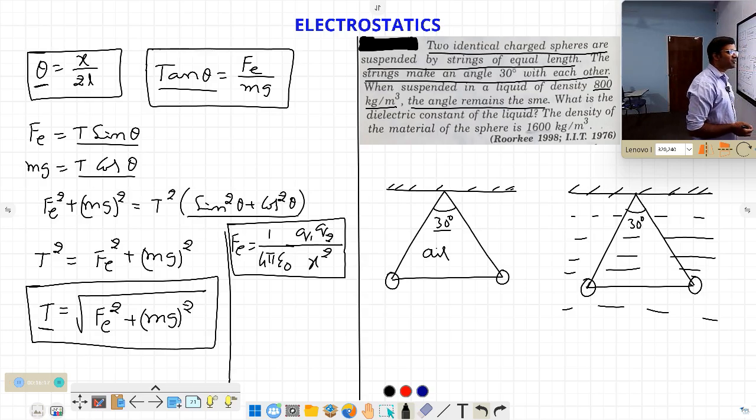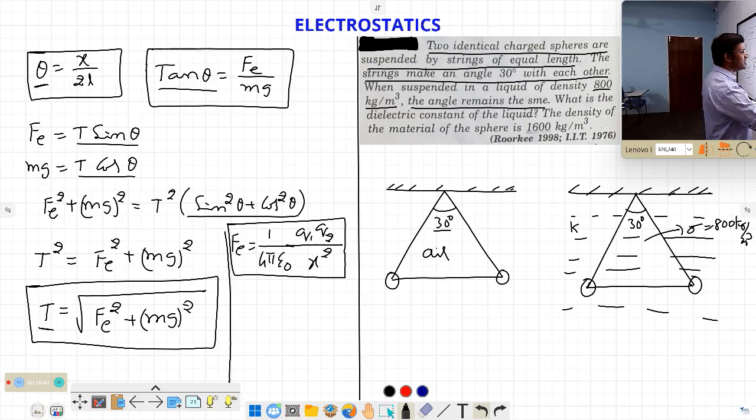So under the same angular separation in air and in the liquid, the liquid density we can take as sigma is equal to 800 kg per meter cube. The density of the liquid is given, and the angular separation is the same. Now, what is the dielectric constant of the liquid? That means this is the liquid which has dielectric constant K.